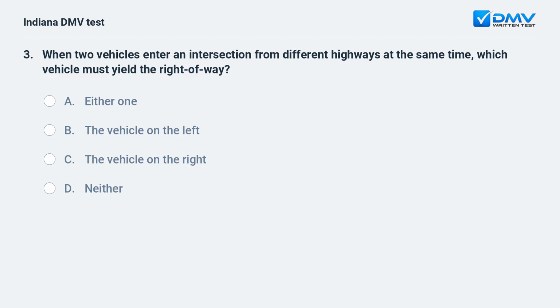When two vehicles enter an intersection from different highways at the same time, which vehicle must yield the right of way? A. Either one. B. The vehicle on the left. C. The vehicle on the right. D. Neither.